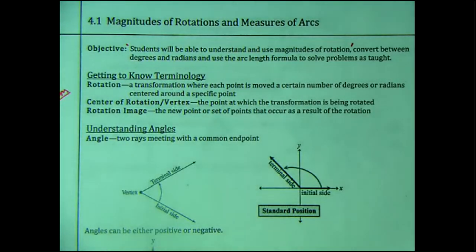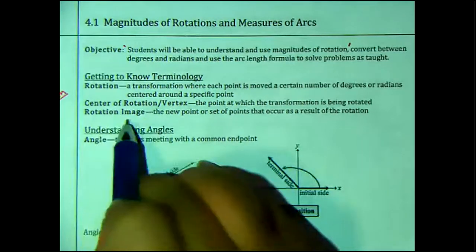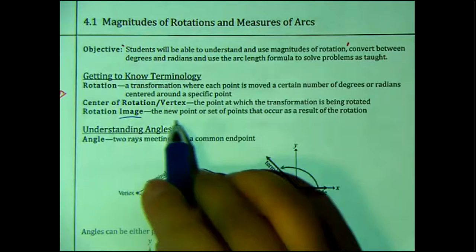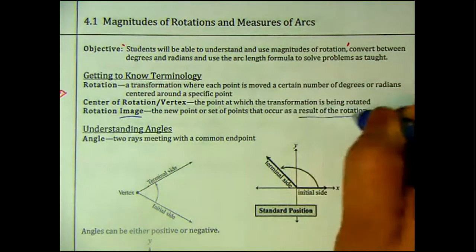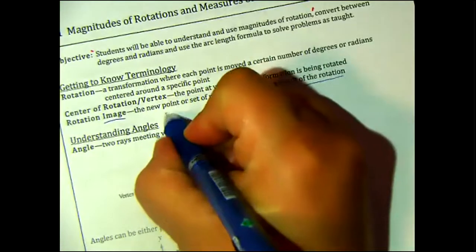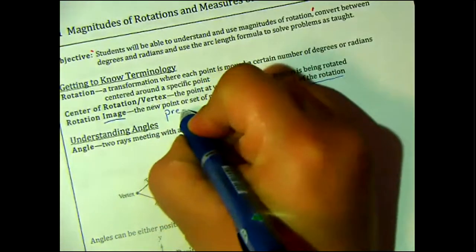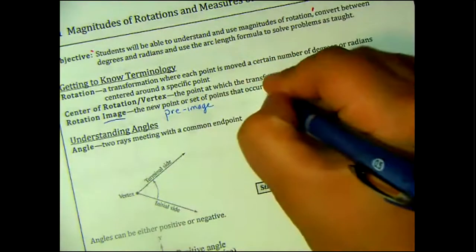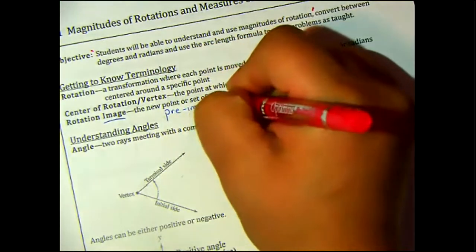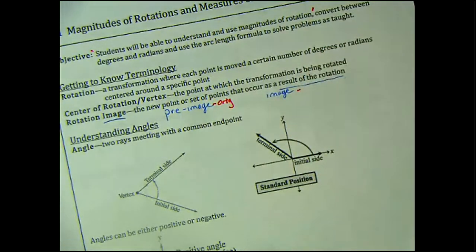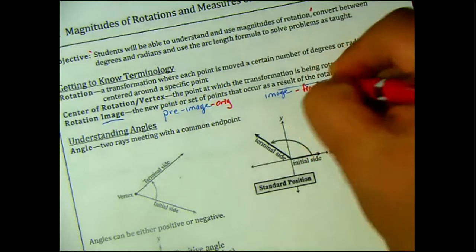And then you have the rotation image. The rotation image is the new point or set of points that occur as a result of the rotation. If you remember, whenever we did transformations, we had the pre-image, which was the starting point, and then we had the image, which was the ending point. So our pre-image was the original, and the image was the final result.